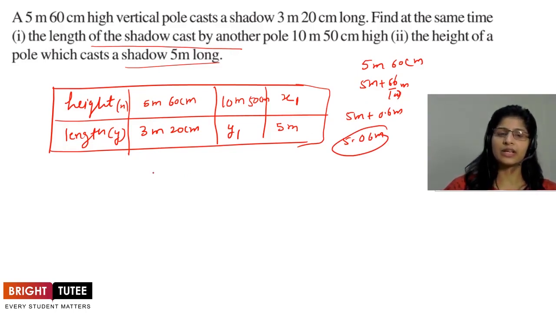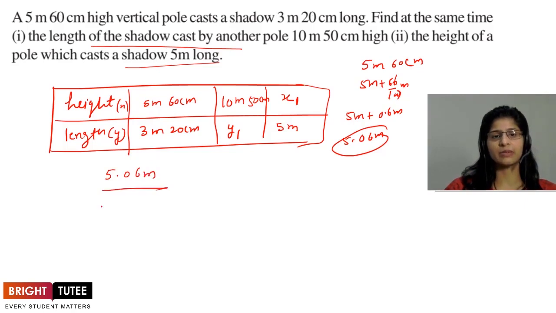Okay, so solving it, just see we get 5.06 meter divided by 3.2 meter. Like this only, just see 3 meters is there plus 20 centimeter. To convert into meters we will write it as 20 upon 100. So 2 upon 10 is 0.2, so it gets added to 3, that is 3.2.